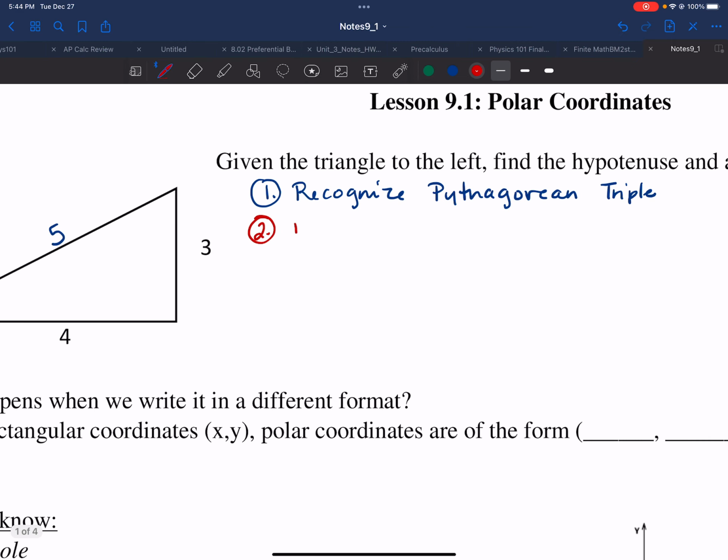We can use our Pythagorean theorem. When we use our Pythagorean theorem, what we're going to do is basically a squared plus b squared equals c squared. So when I plug in these values, that becomes 3 squared plus 4 squared equals c squared. Now, it doesn't matter which order the 3 and the 4 go. Those are the two legs of the triangle as long as they go on one side and your hypotenuse goes on the other side.